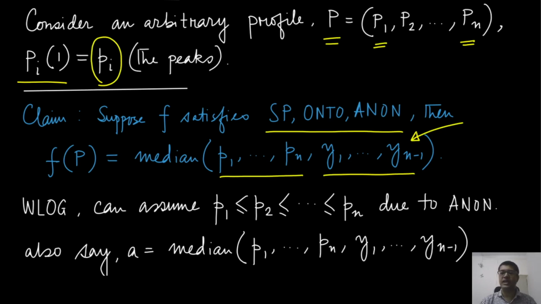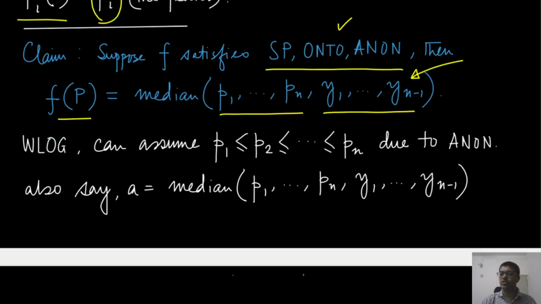Now you give me any preference profile. If we take the median with respect to those preference profiles and the phantom peaks, we are always going to get the outcome of this social choice function f. So therefore, any arbitrary social choice function which satisfies these three properties must be a median voting rule, a median social choice function. Okay, so let's prove this result in two stages.